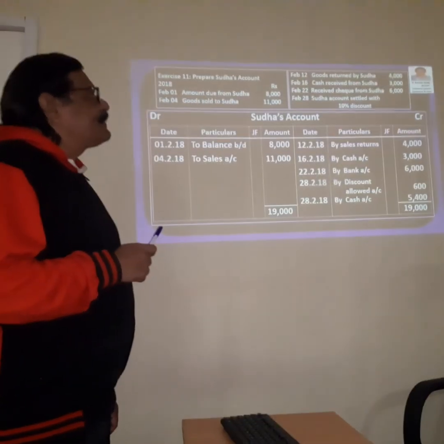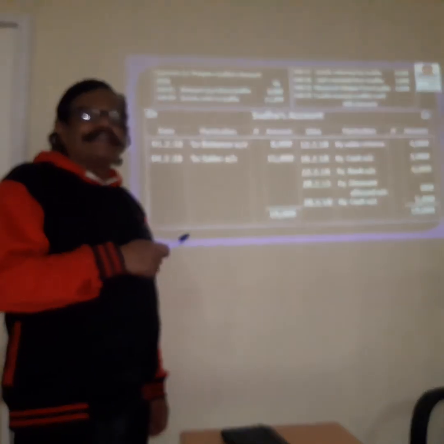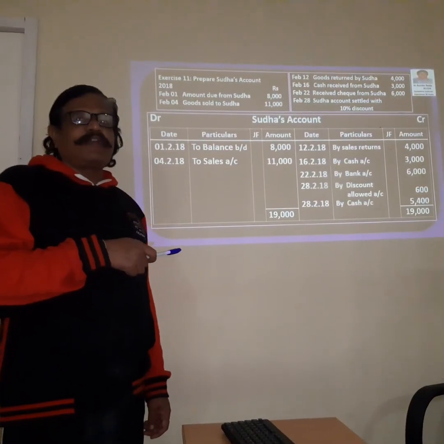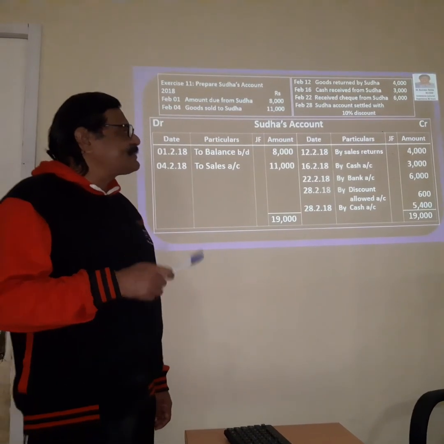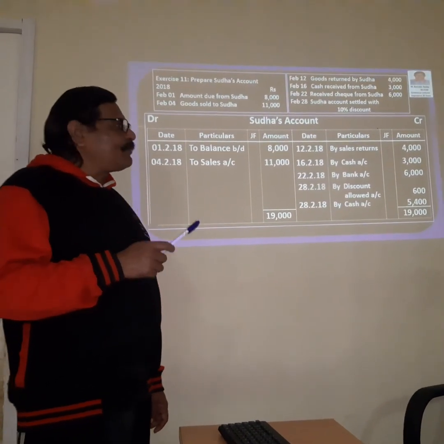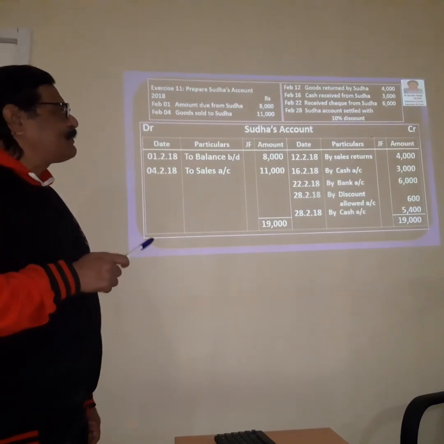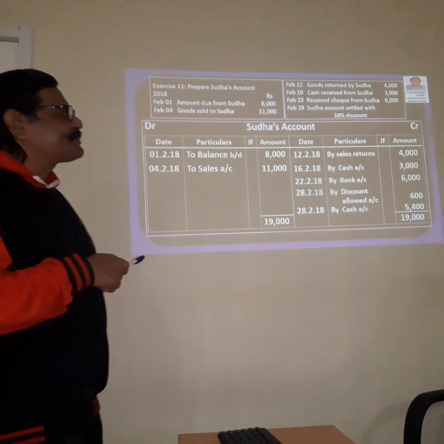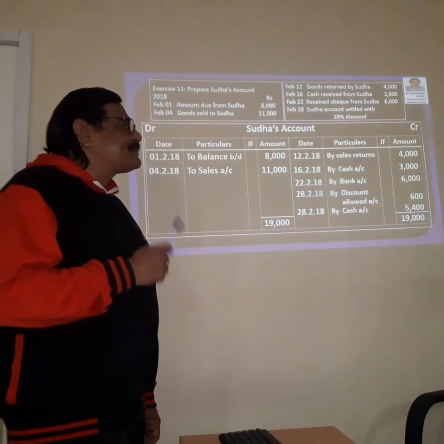And on 16th, cash received from Sudha. That means the entry is cash account debit to Sudha. So by cash we are writing 3,000. And on 22nd, by bank account 6,000. So the balancing figure is 6,000, because 19,000 on the debit side, 13,000 on the credit side. So Sudha has to pay us 6,000.